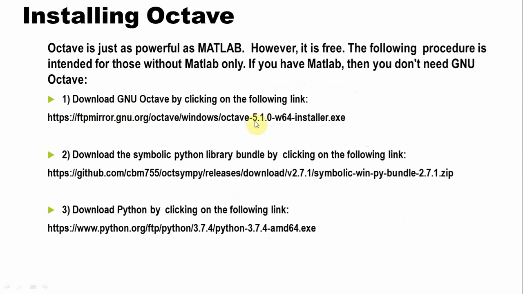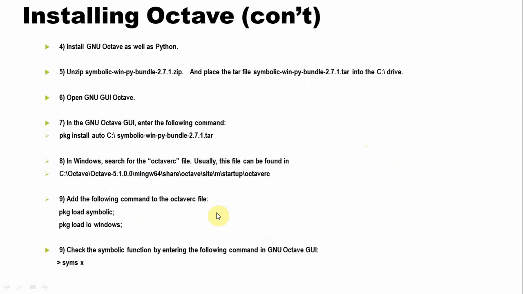And after installing it, you need to download the symbolic Python library. And you also need to download Python software and install it. The next step you need is to install GNU Octave and unzip the symbolic library, as I said before. And open the GNU Octave.